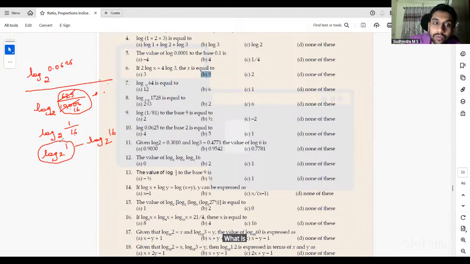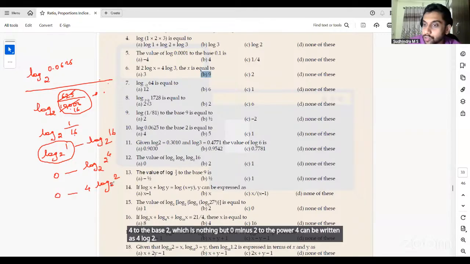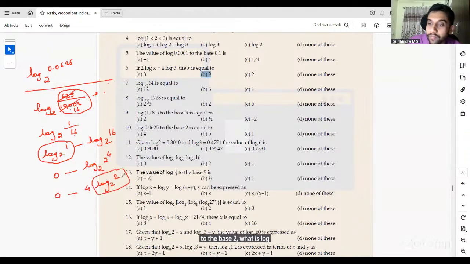What is log 1 to the base 2? 0. Log 16 can be written in terms of 2 as 2 to the power 4, log 2 to the power 4 to the base 2, which is nothing but 0 minus 4 log 2 to the base 2. What is log 2 to the base 2? 1. So 0 minus 4 into 1, minus 4 is the answer. None of this. We have 4, 5 and 1 as the options. None of this is the answer.